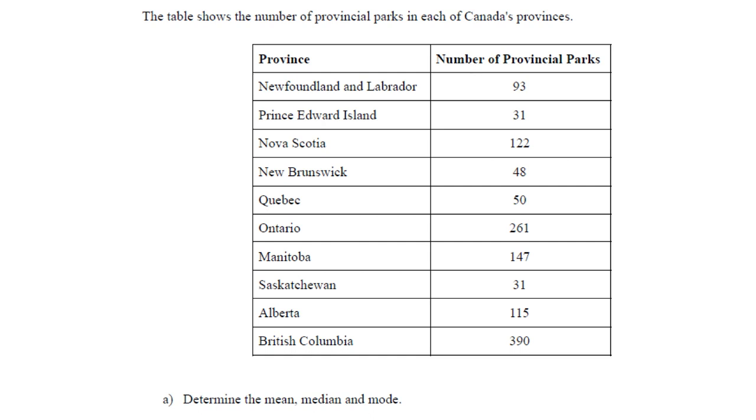What you'll see on your lesson page, I just went through and tried to pick up something that was pretty generic. There's some information about Canada's provinces and the number of provincial parks in each. So you have a table with all that data. We have one problem that I'd like to talk about today. Plain and simple, can you determine the mean, median, and mode?